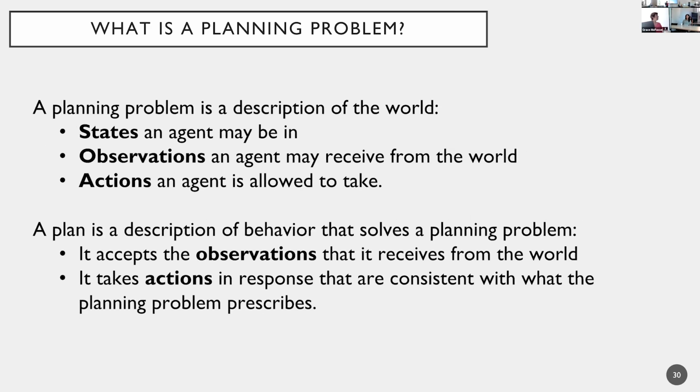So just to sum up what I said on 3 slides there, planning problems are descriptions of the world, right? They have states, they have observations, they have actions. A plan is a description of behavior. We can think of a robot executing a plan as a game being played between the world and the robot. The robot receives observations chosen by the world and takes an action in response. This changes the overall state, the robot receives new observations, the game goes on.